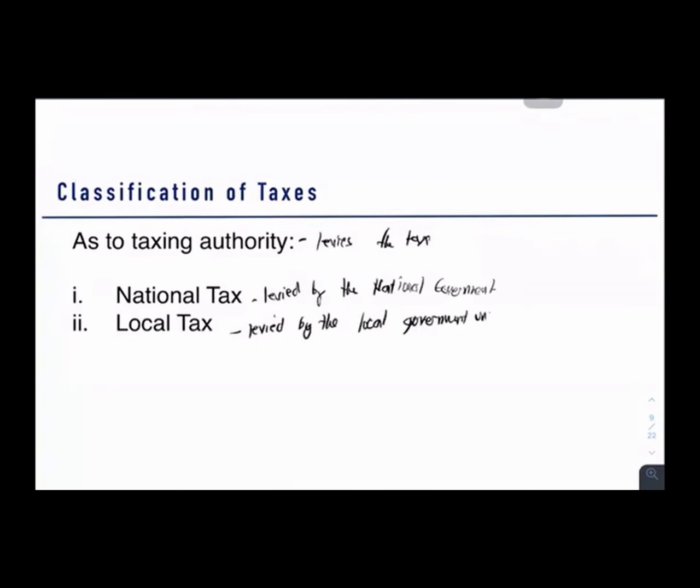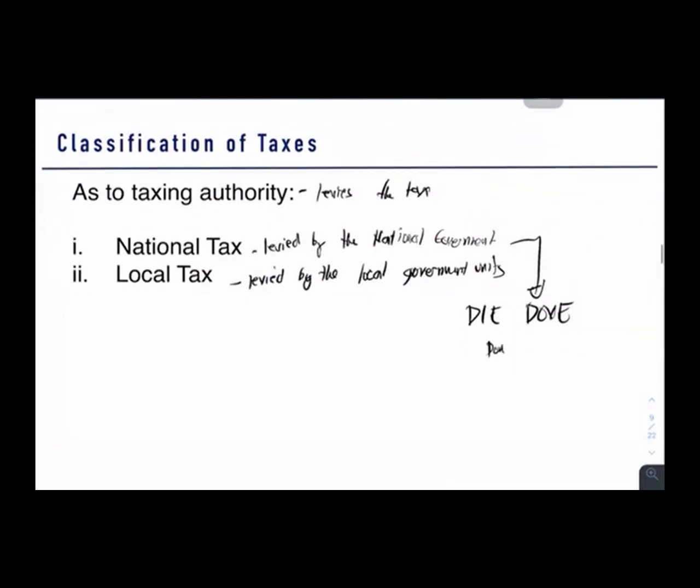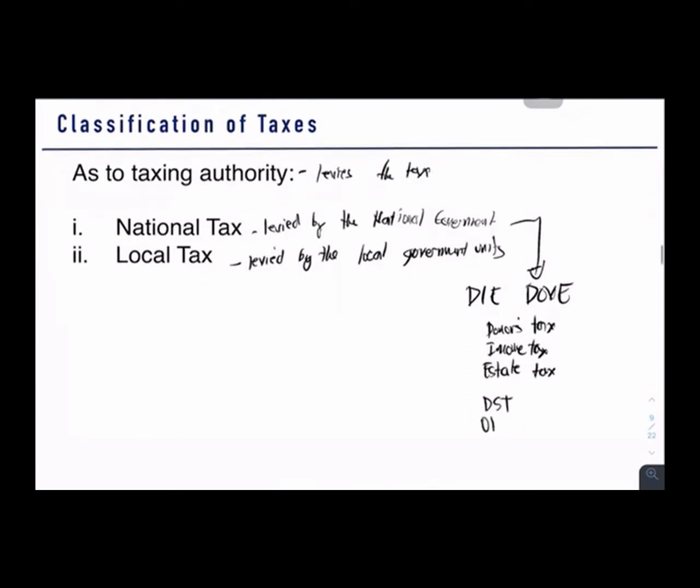So what are the national taxes? The following are your national taxes. We use this mnemonic, DIDOV. First we have your donor's tax. And then we have your income tax. And then we have your estate tax. And then we have your documentary stamp tax. We have your other percentage tax. We have your value added tax, and we have your excise tax. So we examine the different taxes one by one.